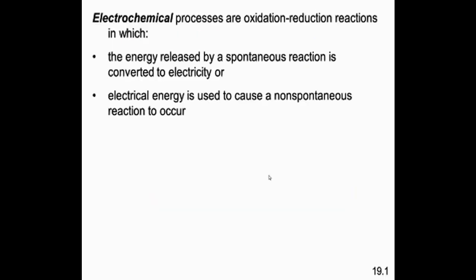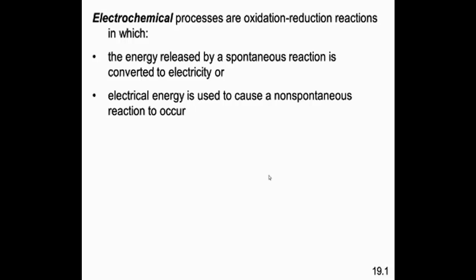Alright, so electrochemical processes are oxidation reduction reactions in which the energy released by a spontaneous reaction is converted to electricity. That's basically what happens in a battery. You have several chemicals in a battery. They react with each other, and in the process they give off electrons, and we use their flow of electrons to actually run our electronic devices.